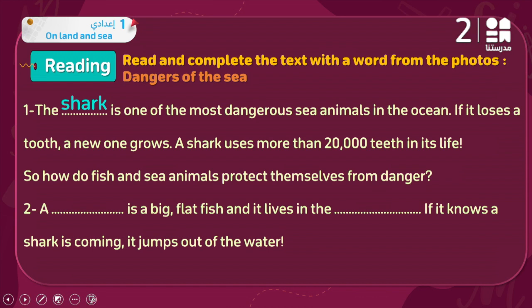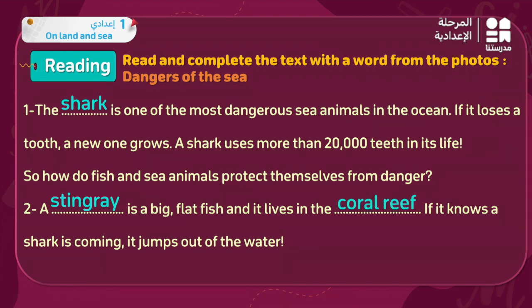طيب. Number 2. A ray is a big flat fish. إحنا قلنا flat and round. Hey, what is this? And it lives in the sea. بتعيش فين؟ If it knows a shark is coming, it jumps out of water. بتنط أو بتقفز من المية. إيه ده؟ Of course it's the stingray. تمام؟ الستينجراي هي الفلات راوند fish. طيب it lives where? It lives in the coral reef. بتعيش في الشعب المرجانية.